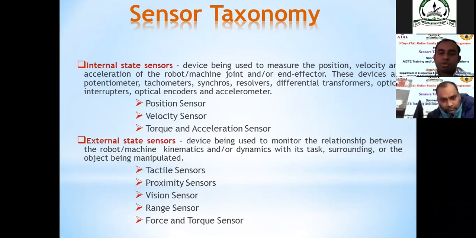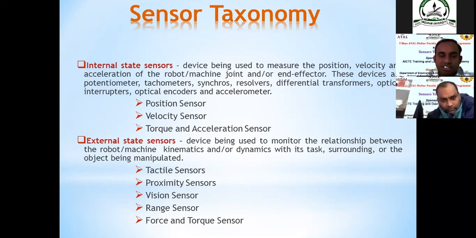These are the sensors we normally use: the different types of tachometer, potentiometer, optical encoder, and accelerometer. So mainly here we use the position sensor, velocity sensor or torque sensor. And external means from the outside environment.